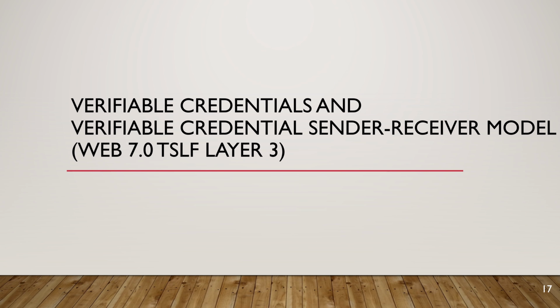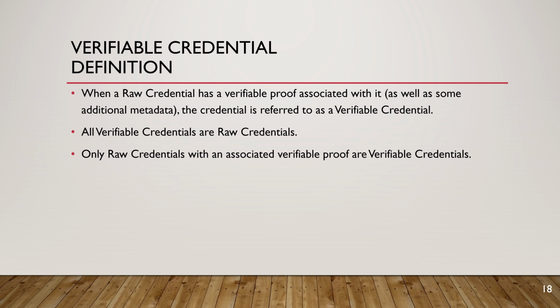So let's contrast what we've just learned about raw credentials with verifiable credentials and the verifiable credential sender. A verifiable credential is a raw credential that has a verifiable proof associated with it, plus some additional metadata. When this credential has that verifiable proof associated, it is referred to as a verifiable credential. All verifiable credentials are raw credentials, and only raw credentials with an associated verifiable proof are verifiable credentials.